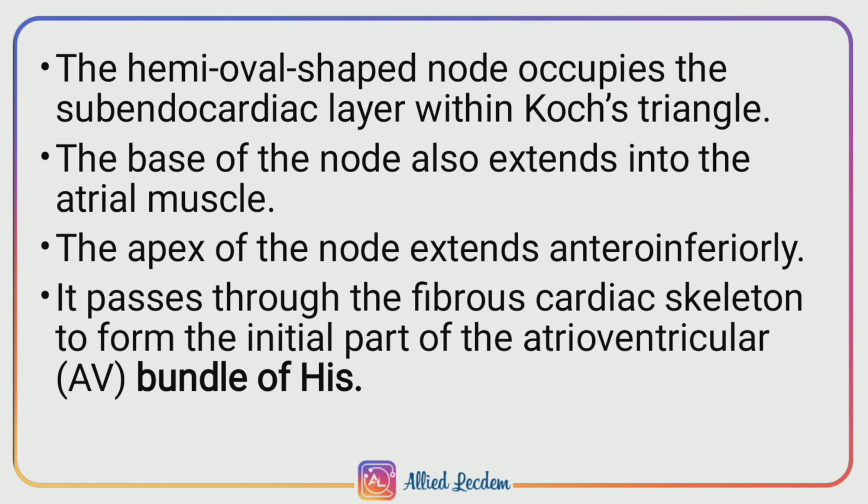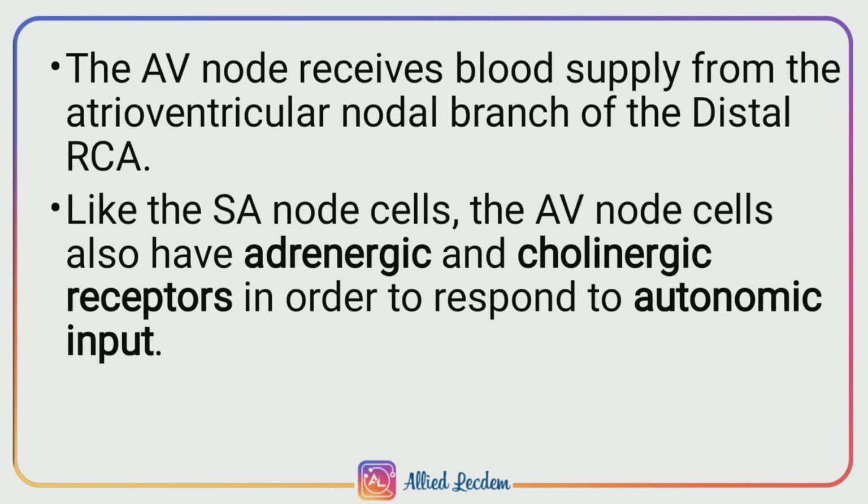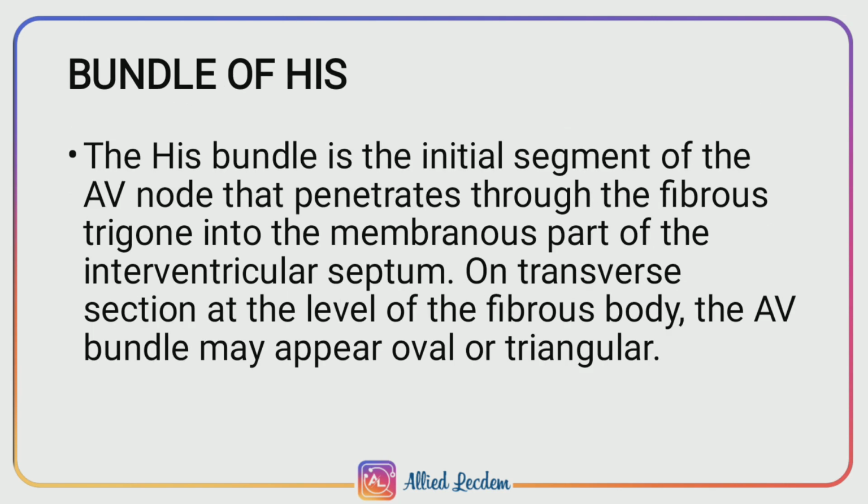The base of this node also extends into the atrial muscle. The apex of the node extends antero-inferiorly. It passes through the fibrous cardiac skeleton to form the initial part of the atrioventricular bundle, or the bundle of His. The AV node receives its blood supply from the atrioventricular nodal branch of the distal RCA. Like the SA nodal cells, the AV node cells also have adrenergic and cholinergic receptors in order to respond to autonomic input.